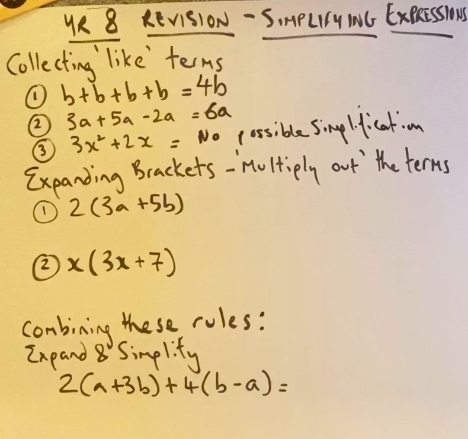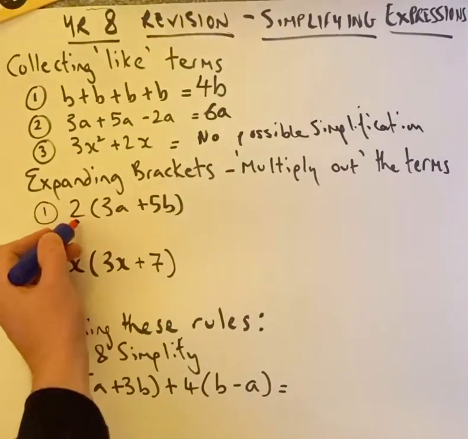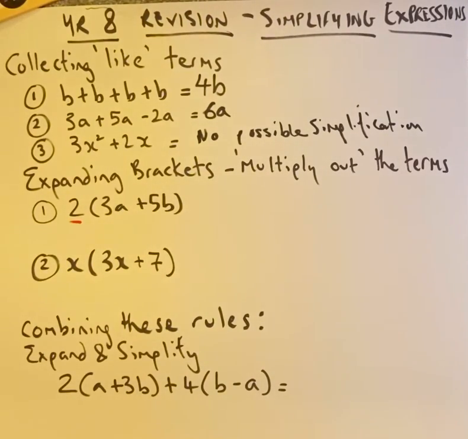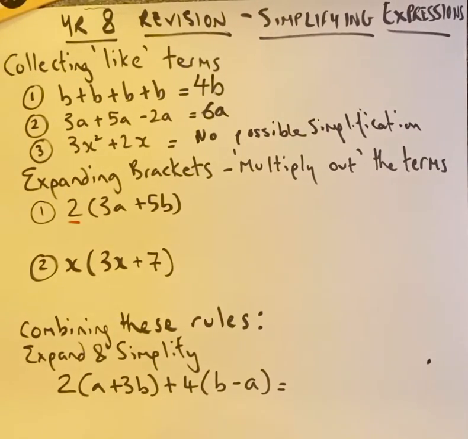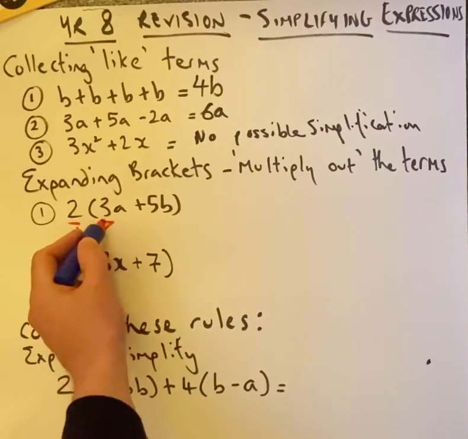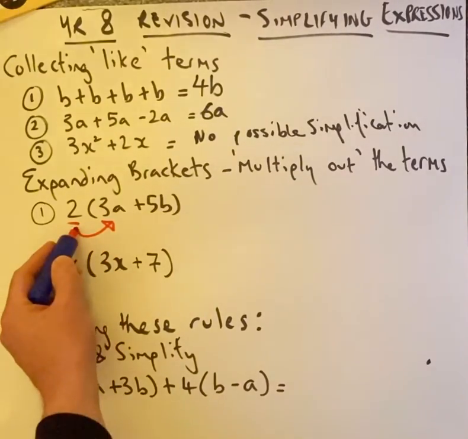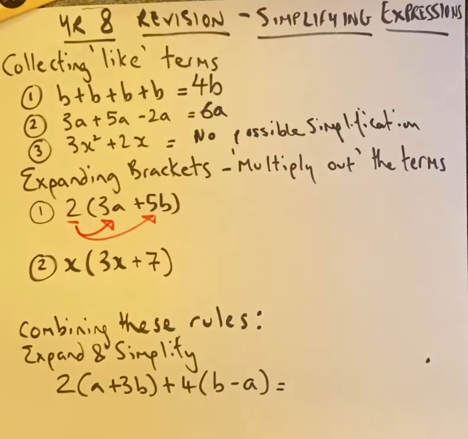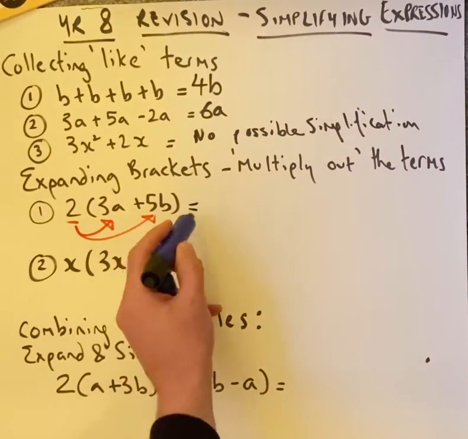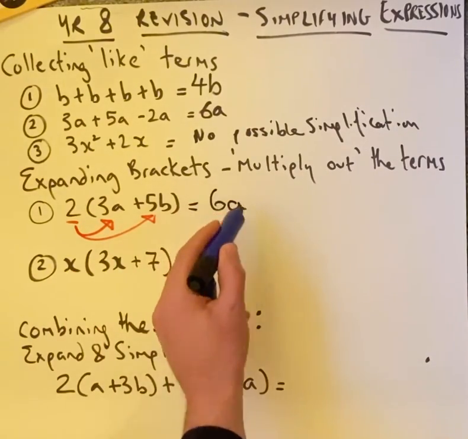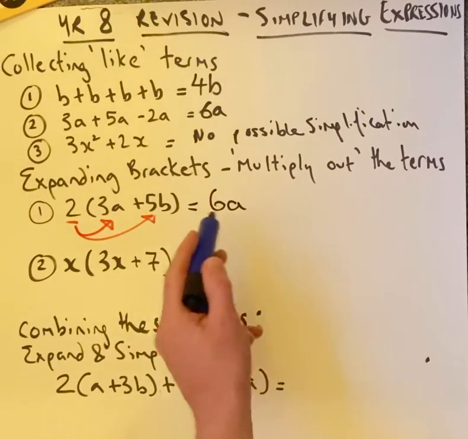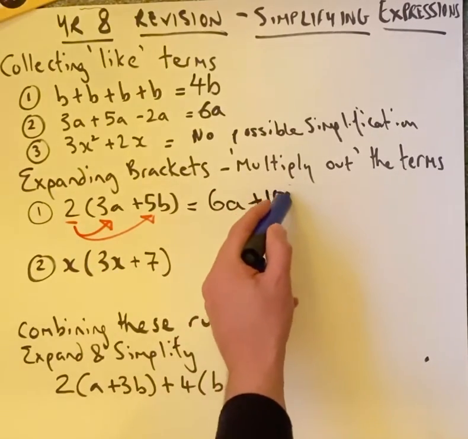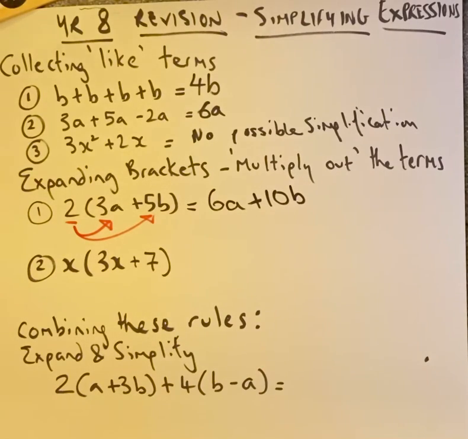Okay, the next part of our simplifying expressions is the idea of expanding brackets. And when you see a term on the outside, like a 2 for example in this first one, that means everything inside the brackets is multiplied by 2. So what we're going to do is multiply the 3a by 2, and we're also going to multiply the 5b by 2. And so that will give us 2 terms. It'll give us 6a, because 2 lots of 3a makes 6a, and it will give us 10b. So that is our expanded expression.